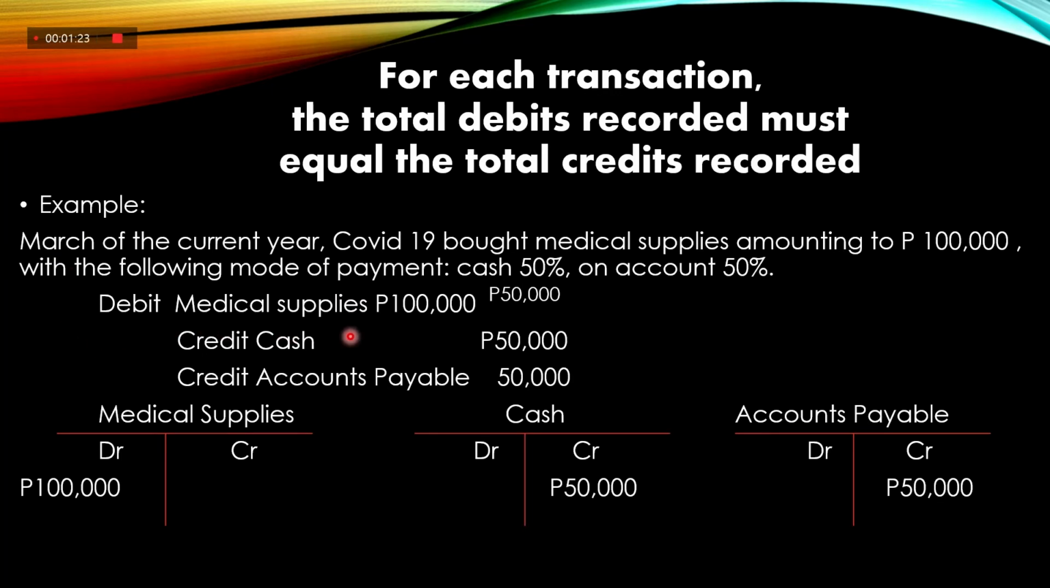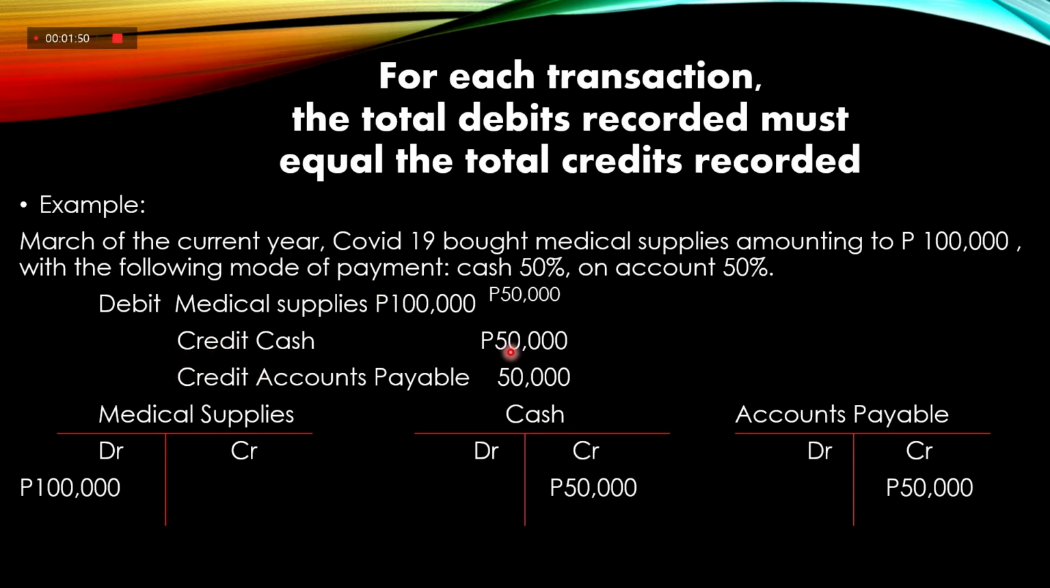Debit medical supplies amounting to 100,000 pesos, a credit of cash amounting to 50,000 pesos, and a credit accounts payable amounting to 50,000 pesos. Again, we can observe that there is always an indentation on the debit and credit, just to emphasize that the debit is on the left side and the credit is on the right side.